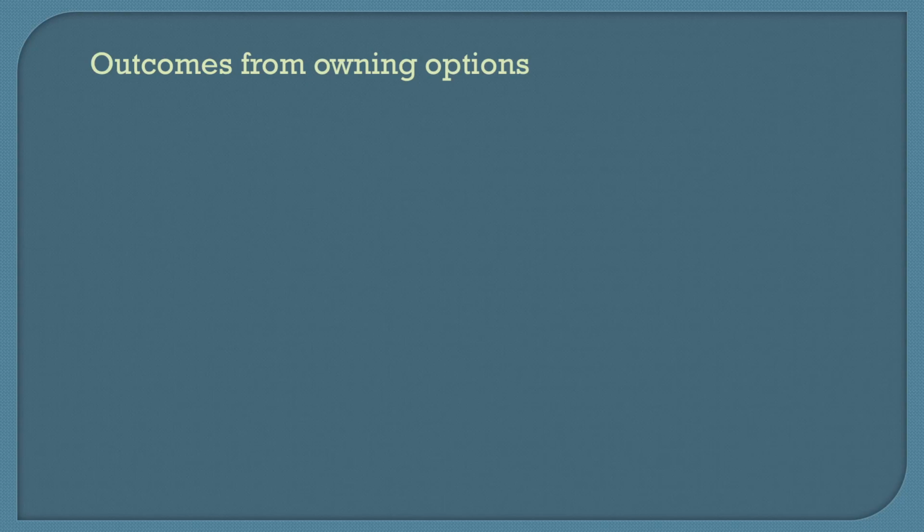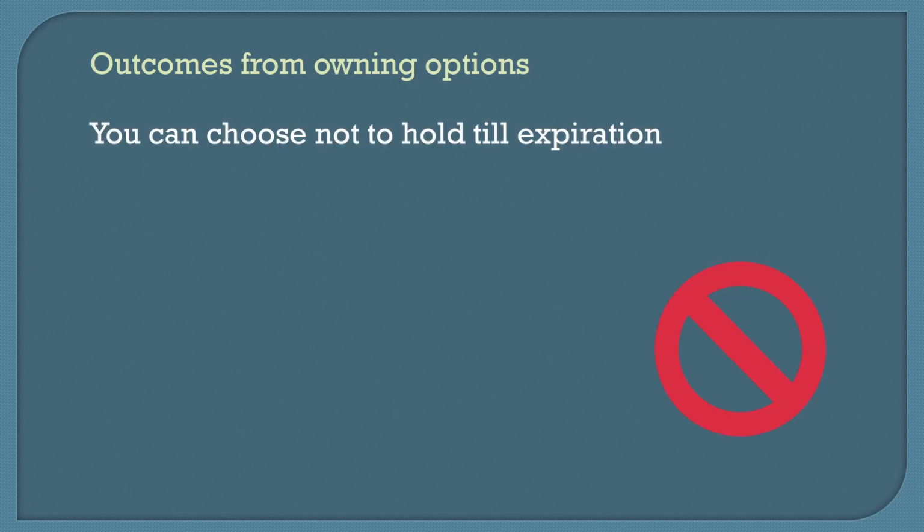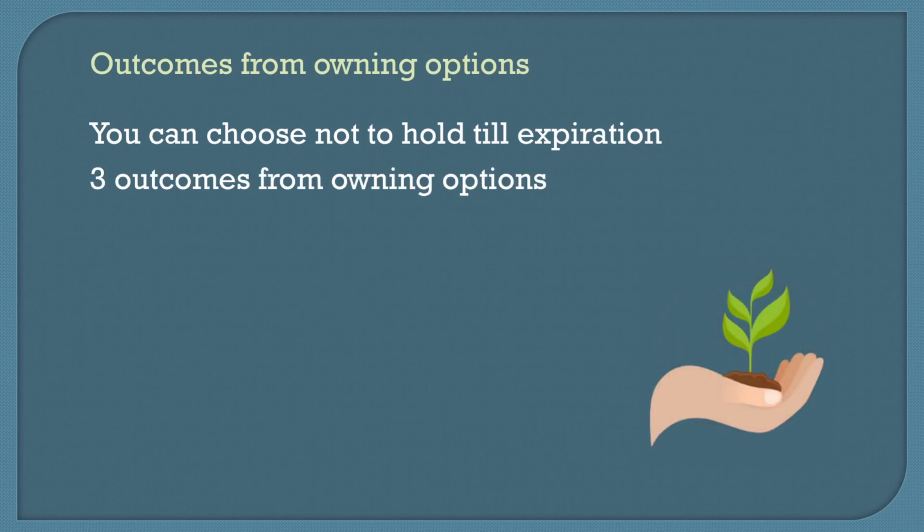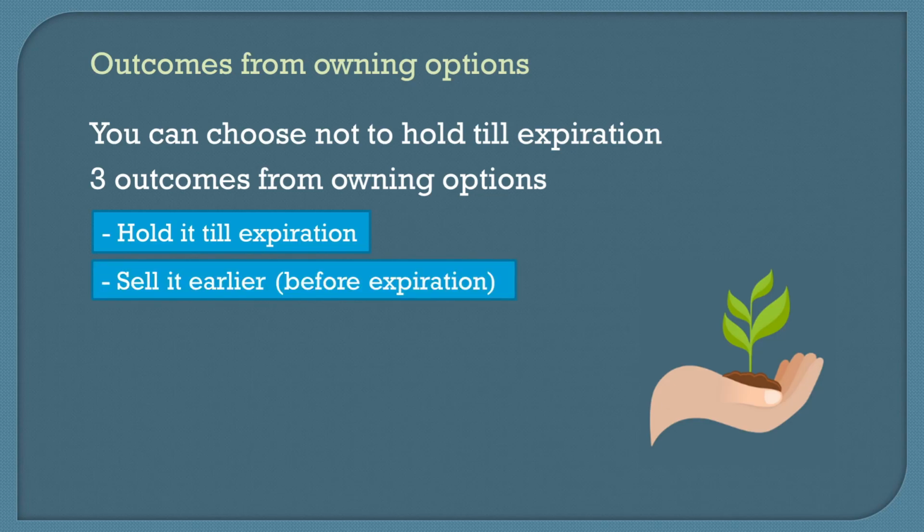Now, the next point I want to talk about is the outcomes from owning options. We've always talked about how an option can be either in the money or out of the money at expiration. But did you know that you can choose not to hold an option until expiration? When you own an option, there are three outcomes that can happen. You can hold the option until expiration, you can sell it earlier, or you can exercise the option when it is in the money. But keep in mind, this is only for buyers. I will explain more about exercising options later on. And yes, you can sell an option that you bought or sold.